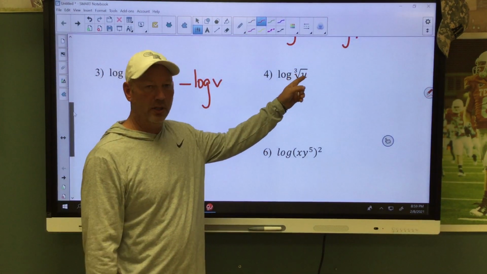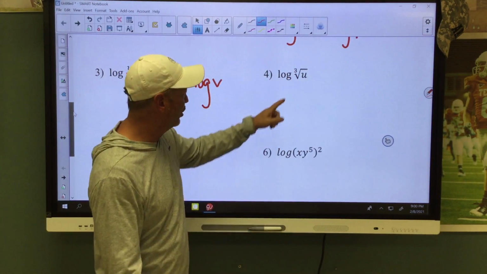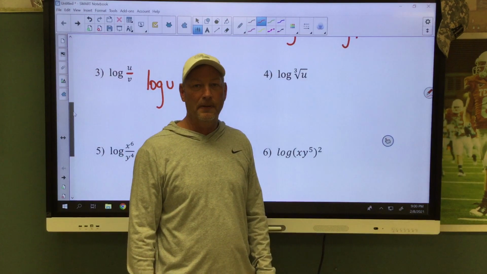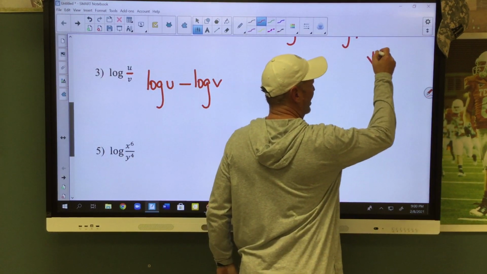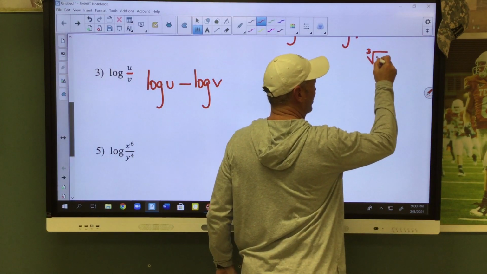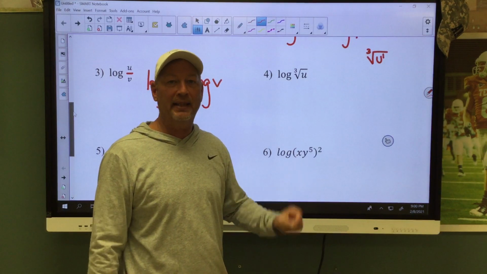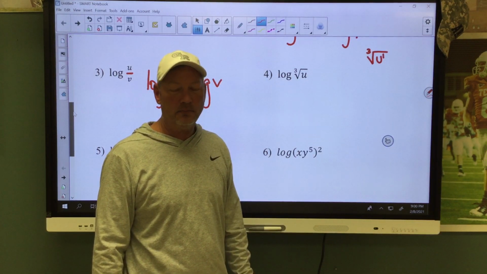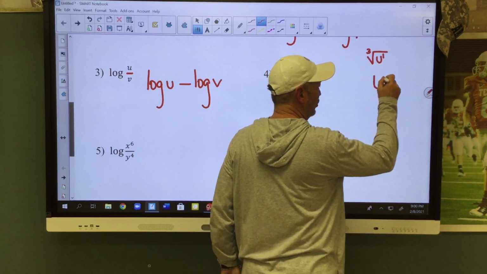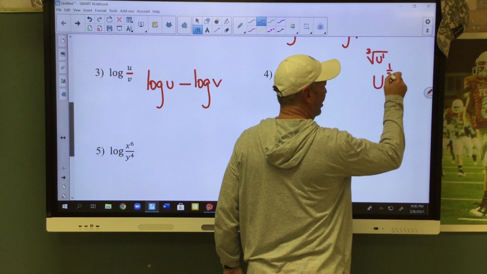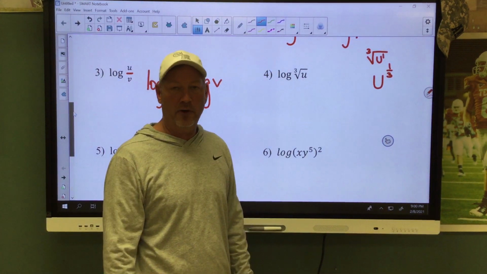Now this is a little bit tricky, okay? I'm going to ask you, is there another way? Just look at the radical, that's the cube root. If I gave you this problem a couple of days ago and said, hey, this is the cube root of u to the first power, could you rewrite that as an exponent? And hopefully you would say, yeah, Coach, I can do that. I can write this as u to the 1/3.